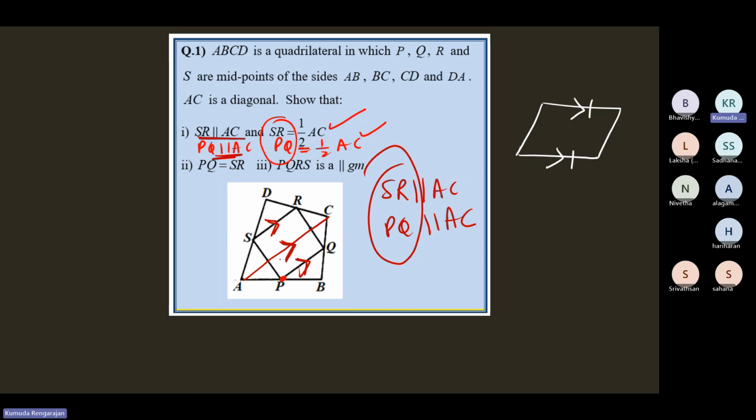So in PQRS, we have proved that one pair of opposite sides is parallel: SR is parallel to PQ. And we've already proved that PQ is equal to SR. So in quadrilateral PQRS, one pair of opposite sides is parallel and equal. Therefore, PQRS is a parallelogram.